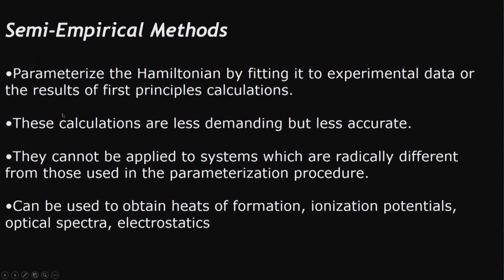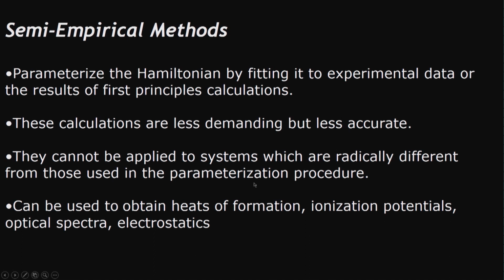Now semi empirical, you have a lot of parameters, just like in our force field molecular mechanics, where we parameterize many things. Semi empirical methods parameterize the Hamiltonian by fitting it to the experimental data or the results of first principles, that means ab initio methods. These calculations are less demanding but less accurate. They cannot be applied to systems which are radically different from those used in the parameters.